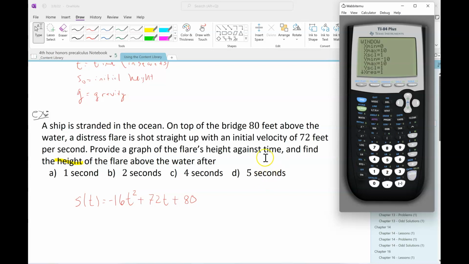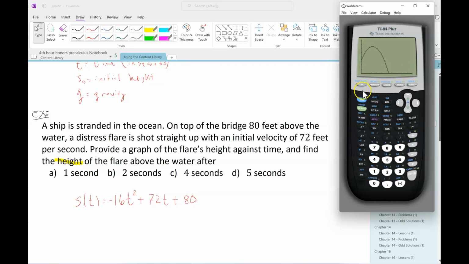Set my window for time. Well, 0, and I've got to cover at least 5 seconds. I'm going to go all the way to 10 maybe. Can you use parametric with this? We'll get there. The height of the flare can be 0 at the least, and we're starting at 80 feet, so I'm going to go up to 200 or something. Seems reasonable. Hit graph. So there's my graph of height versus time.